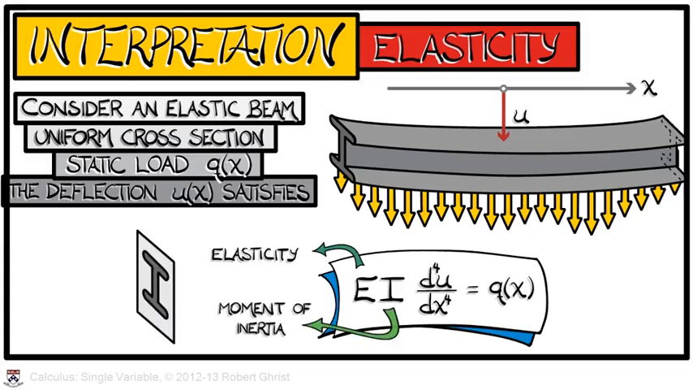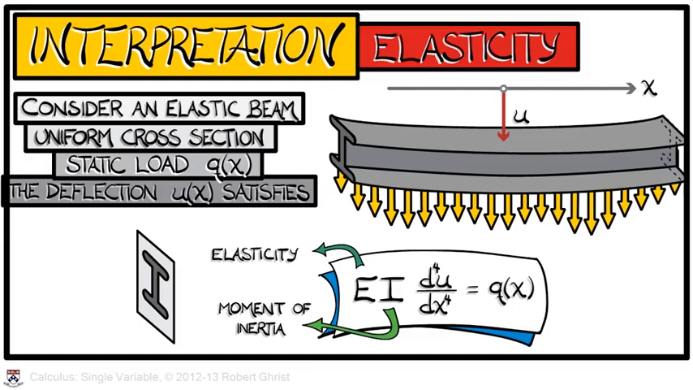Now, there are some constants of proportionality involved. One of them, E, is an elasticity based on the material the beam is made from. The other constant, I, is a moment of inertia related to the cross-section. You don't have to know what any of that is. We'll talk a little bit about moments of inertia later in the course.